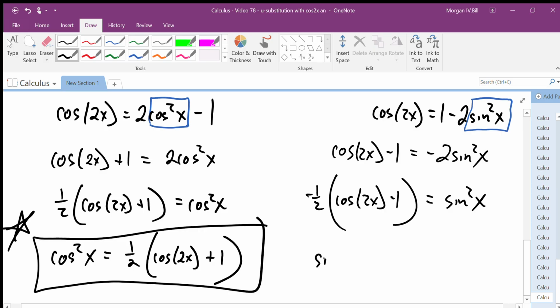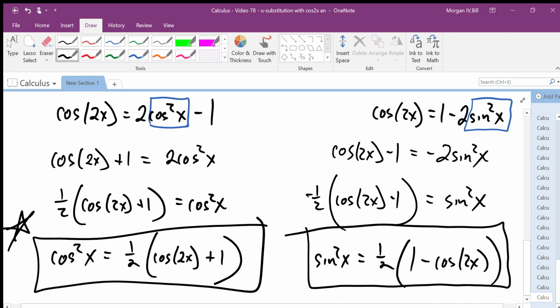So I'll have sine squared of x is positive 1/2. And then instead of cosine 2x, it'll be negative cosine 2x. Instead of negative 1, it'll be positive 1. And so I'll write it like this: 1 minus cosine 2x. So sine squared of x is equal to 1/2 times 1 minus cosine 2x. Make that a little bit nicer here. Put a big star by that one.